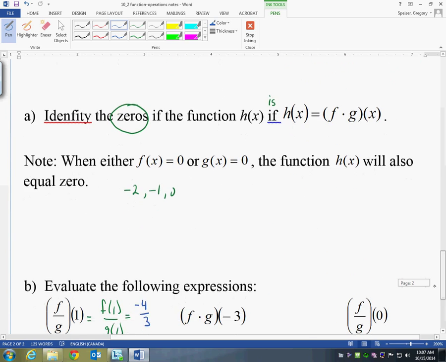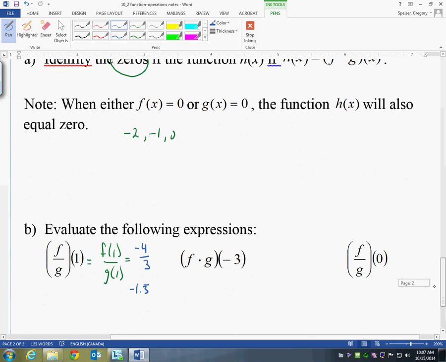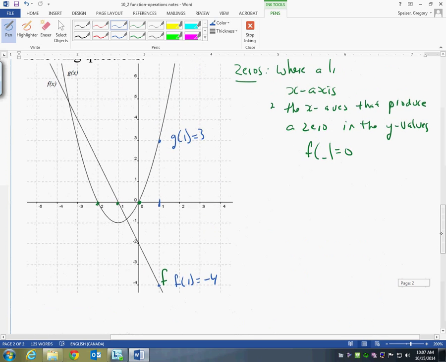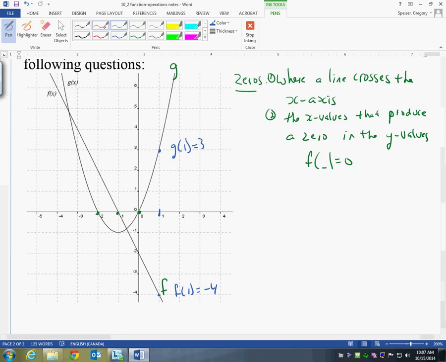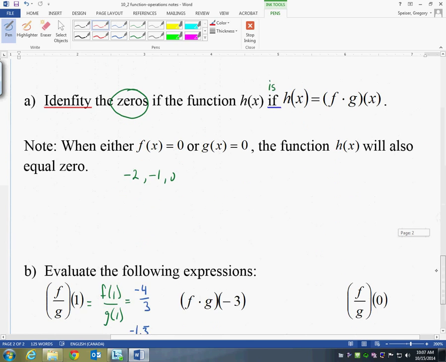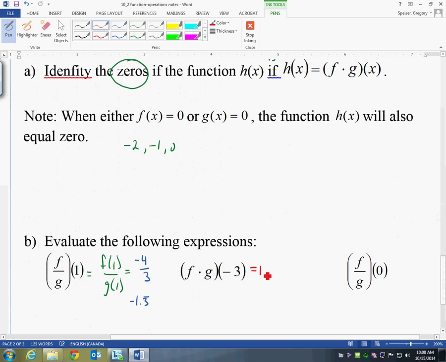All right. The second one was f times g at negative 3. So at negative 3. Oh, let's go red for this one. So that one is g, right? So g at negative 3 is equal to 3. And f at negative 3 was equal to 4. So it's a 3 and a 4. So it's equal to 12.